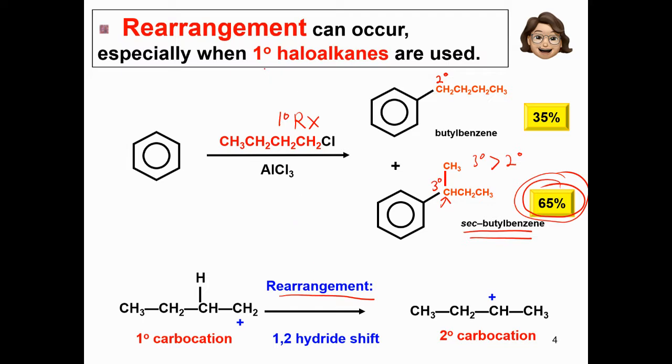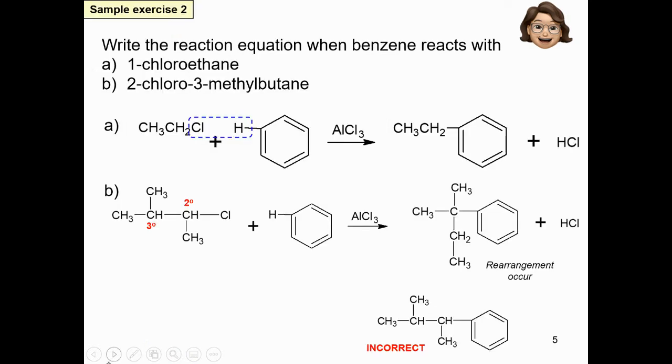So remember, for Friedel-Crafts alkylation, when you want to draw the product, you have to find out whether you can get primary, secondary, or tertiary. Now, let's look at one example here. Friedel-Crafts alkylation. When it reacts with 1-chloroethane, we can see this is a primary carbon, and this is also a primary carbon. So you don't have to do any rearrangement. You can just attach to any of the carbons. Now the next one.